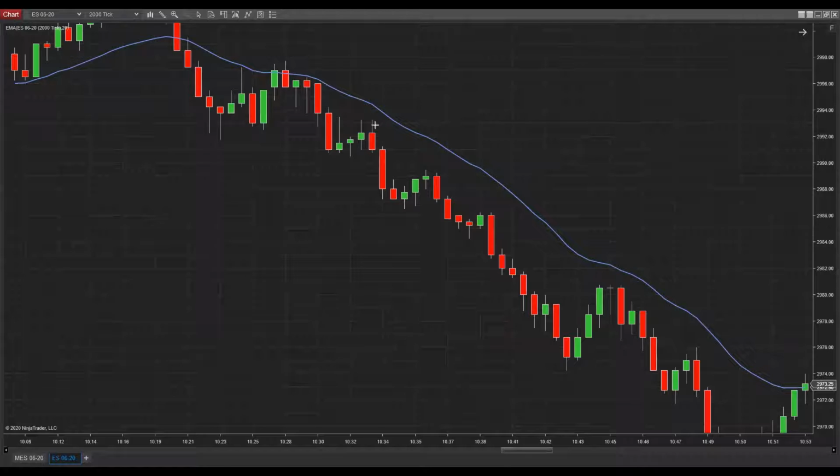We can see here that the market tried to make a two-legged pullback. Here is the first leg of the pullback. Then the first entry, and the second leg of the pullback.